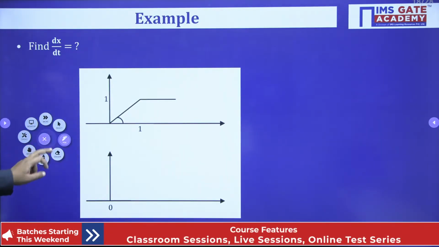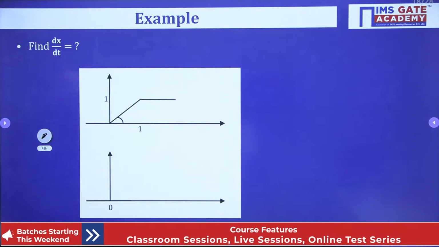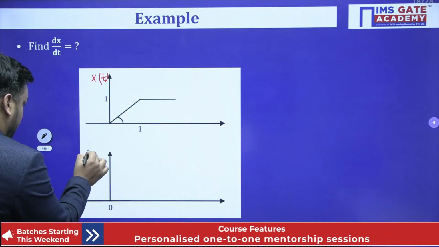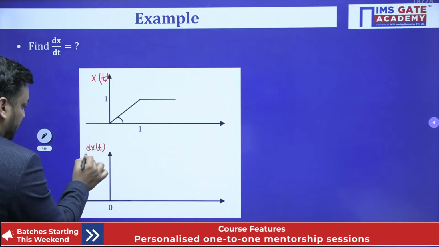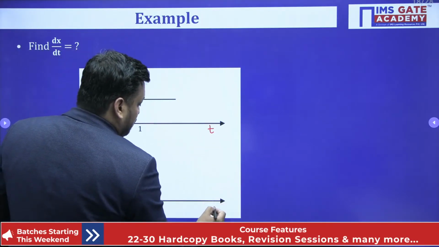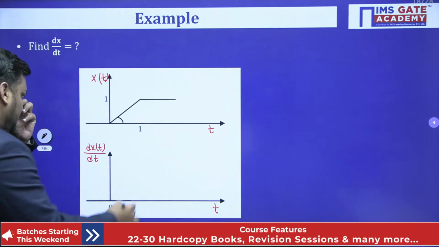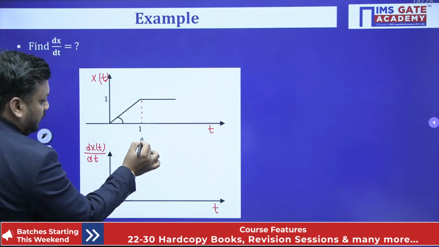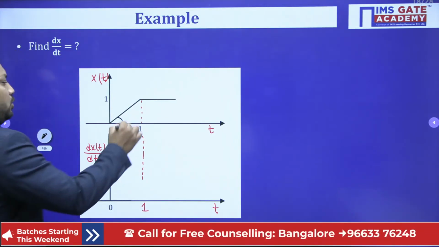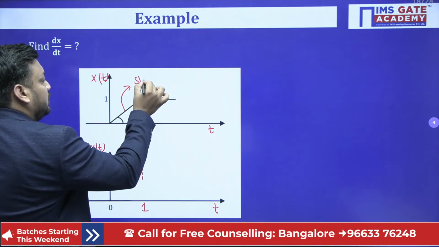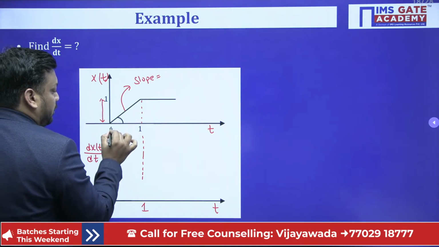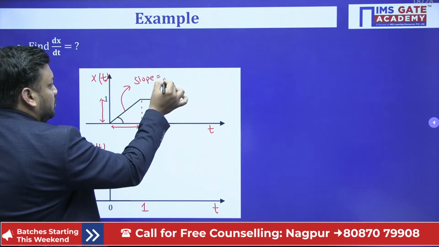So students, this is dx(t)/dt. This time again you have to differentiate. This is the x of t, and here you need to make the dx(t)/dt waveform with respect to time. Here we have one value, and again here one value. So you need to calculate the slope of this line. The slope of this line is the difference in y upon the difference in x. So 1 upon 1, the slope is 1.